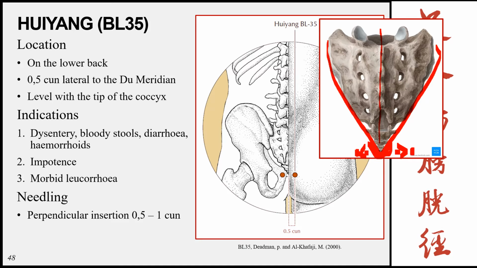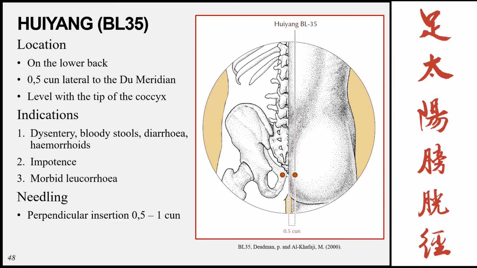And the indications for this point, so this point can be used for dysentery, bloody stools, diarrhea or hemorrhoids. It can also be used for impotence or morbid leukorrhea. Needling is perpendicular insertion, 0.5 to 1 tsun.